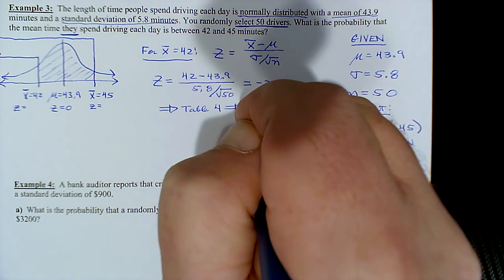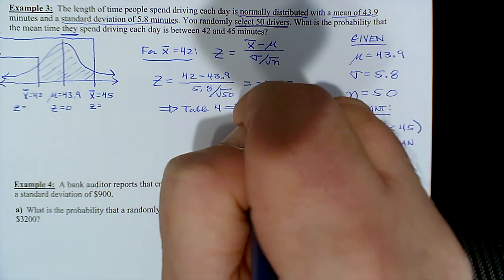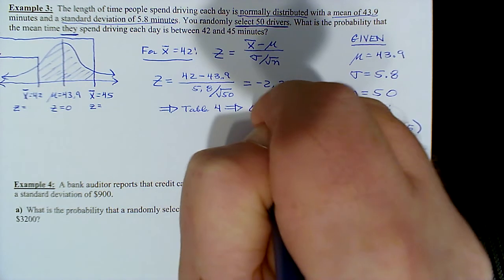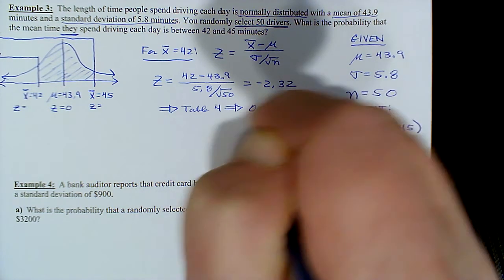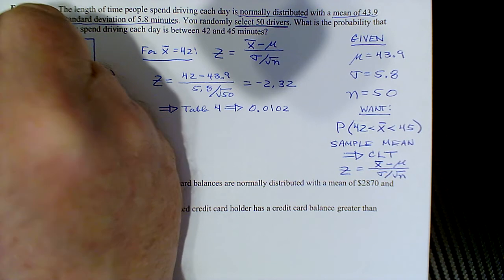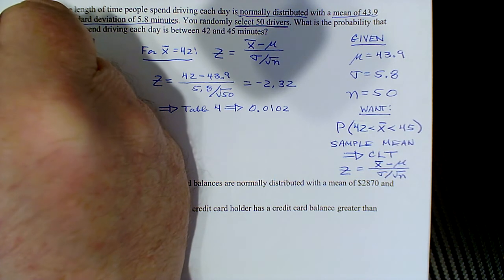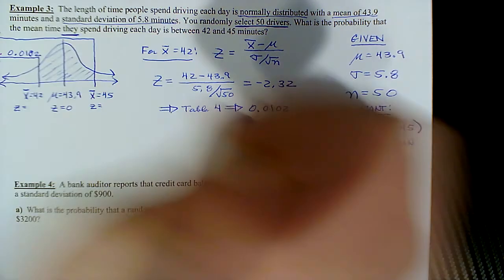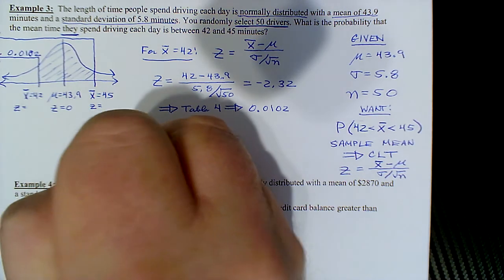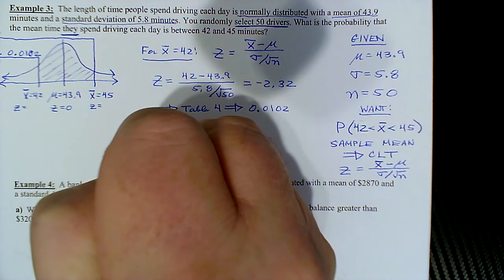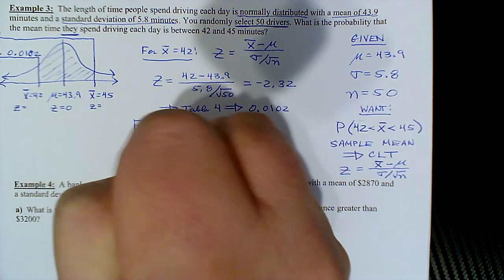And we see an area of 0.0102. So that's our area here, 0.0102. And then do it again for x bar equaling 45.